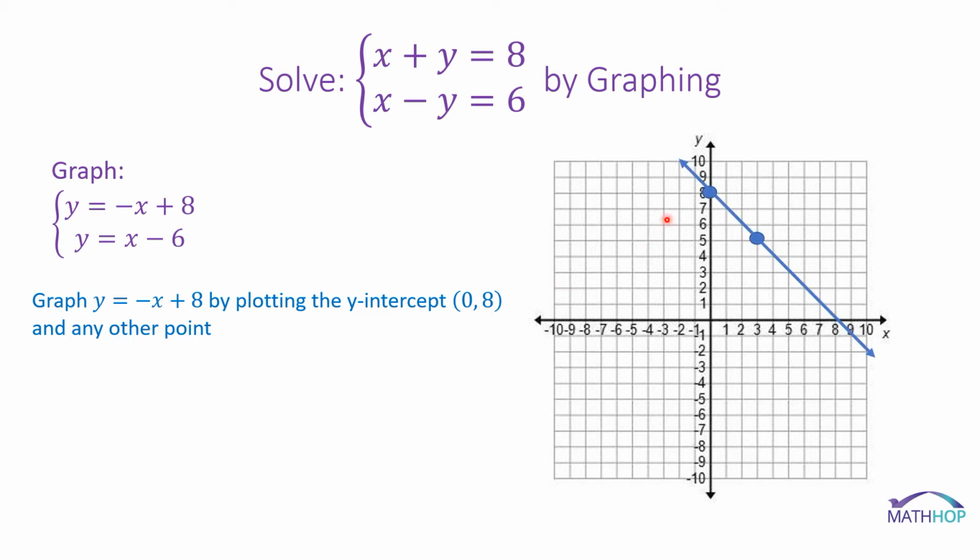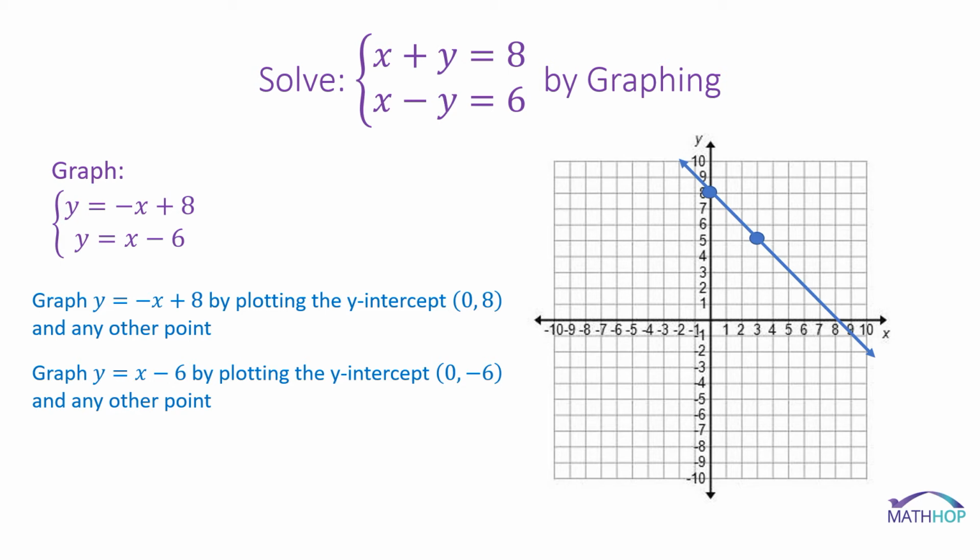You could have picked this point here, 1, 7. You could have said, I'm just going to go down 1 and over 1. I like to go down 1 and over 1 a few times so that my points are a little bit away from each other. All right, let's graph the other line, y equals x minus 6.